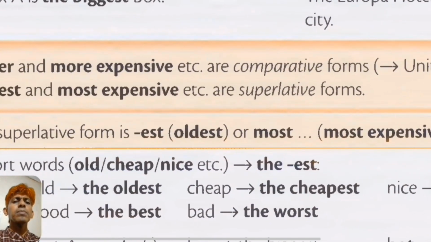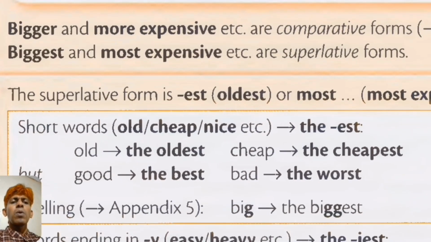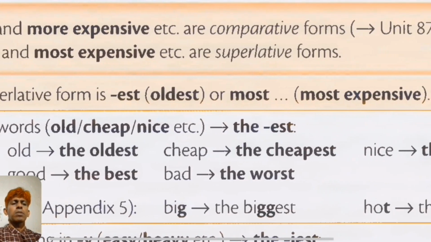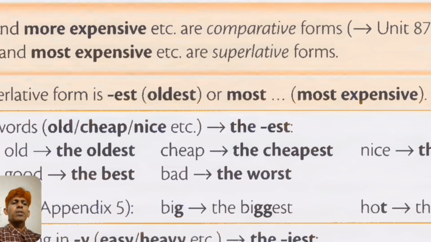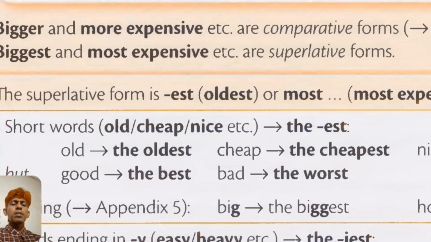Okay. Bigger and more expensive, etc. are comparative forms. We learned comparative forms in Unit 87. Now, in this lesson, in Unit 90, we learn biggest, the most expensive, etc. These are superlative forms.